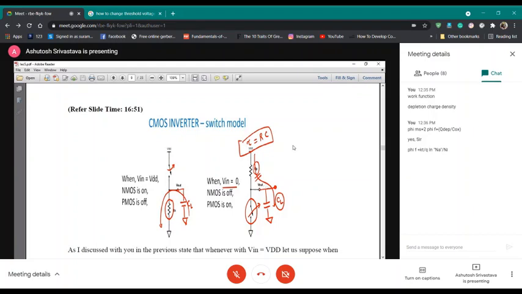And the delay that would occur would be due to the resistance and capacitance of the MOSFET transistor. So tau is equal to RC. So this is how the CMOS inverter is acting as a switch, or the so-called switch model.